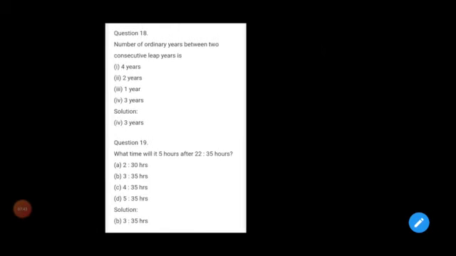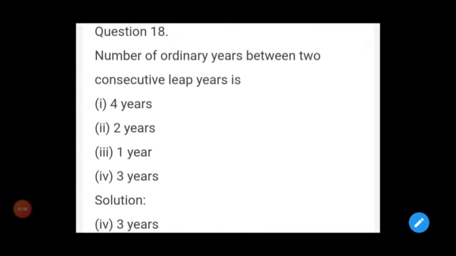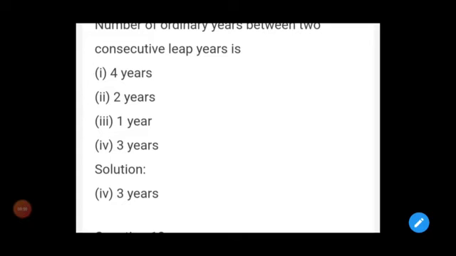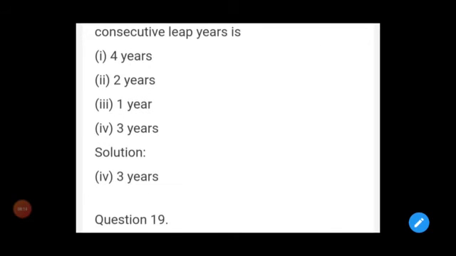Next, question number 18. Number of ordinary years between 2 consecutive leap years is, how many ordinary years will be between 2 leap years? It will be 3 years, because the 4th year will be a leap year. So between 2 leap years we have 3 ordinary years. So the answer is 3 years.